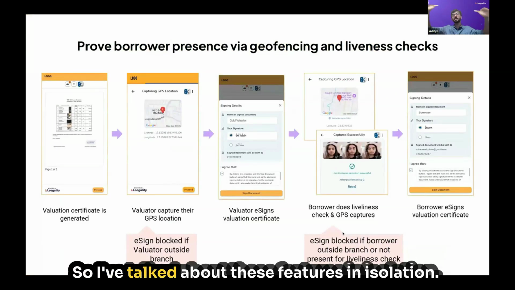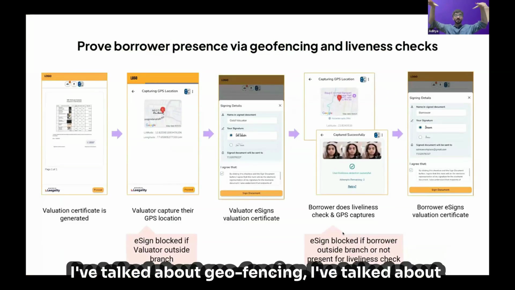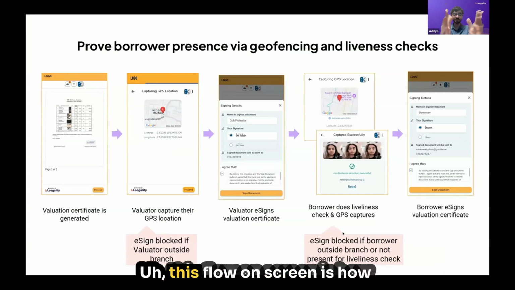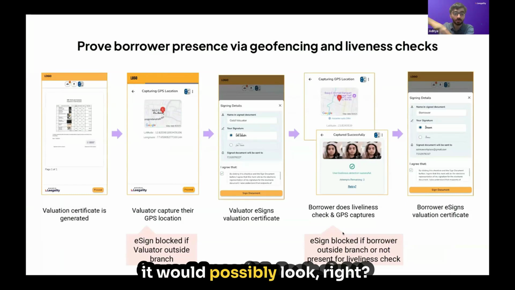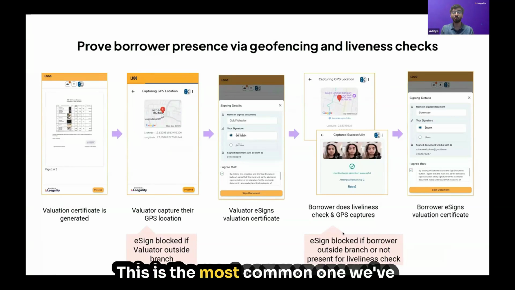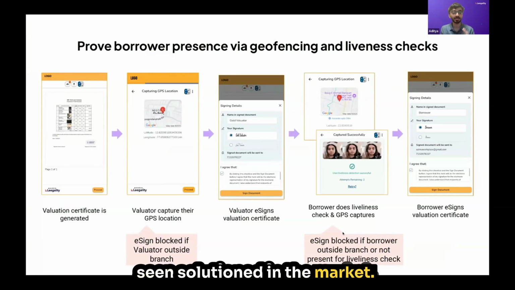So I've talked about these features in isolation. I've talked about geofencing. I've talked about face liveliness. I've talked about the audit trail. This flow on screen is how it would possibly look, right? This is one possible flow. You may have two to three different types of solutioning for this. This is the most common one we've seen solutioned in the market.